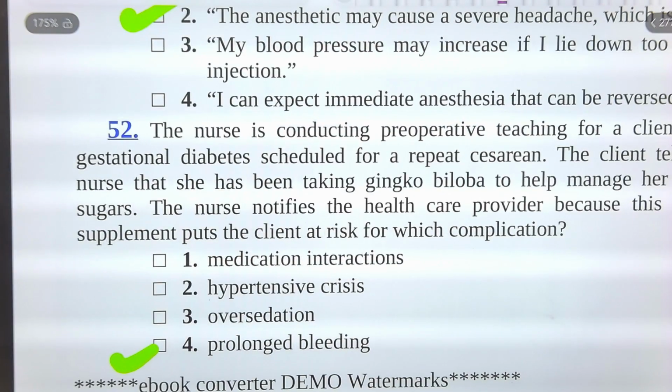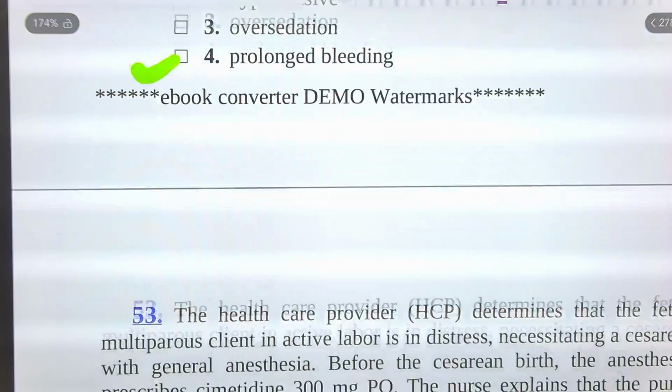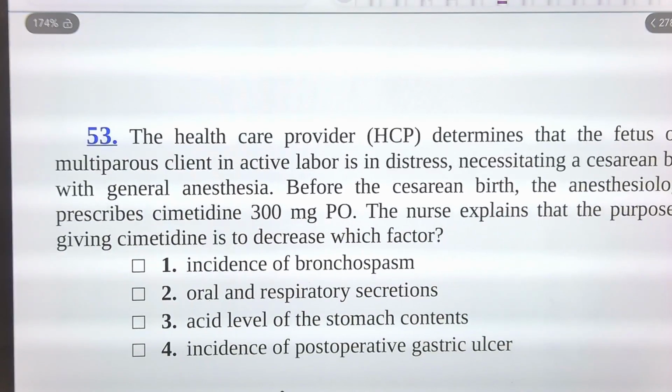So answer number 4 will be the correct one, that is prolonged bleeding. Because ginkgo biloba acts as a thrombolytic agent, which can put us at risk of bleeding. So let's read the next question.